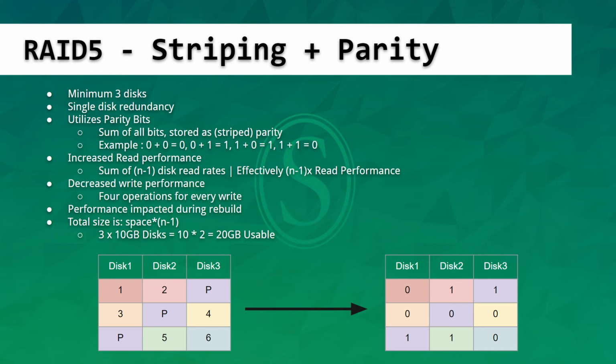This increases read performance. It's the sum of n minus 1 the disk read rate, so it's effectively n minus 1 times the read performance. So if we had 3 drives, it would be 3 minus 1, 2 times read performance. That's what it averages out to.